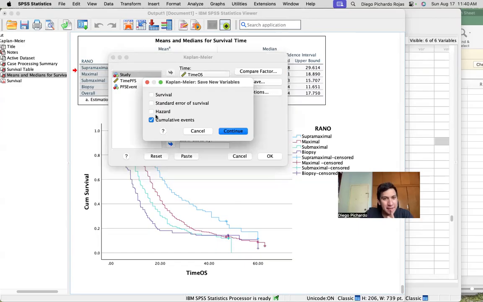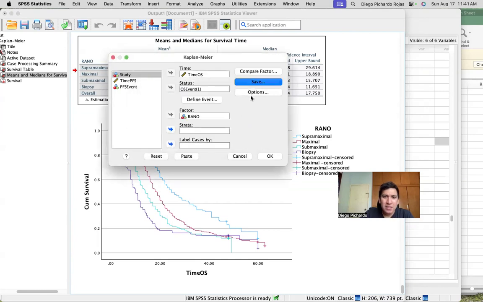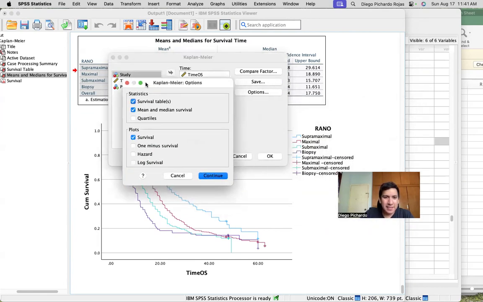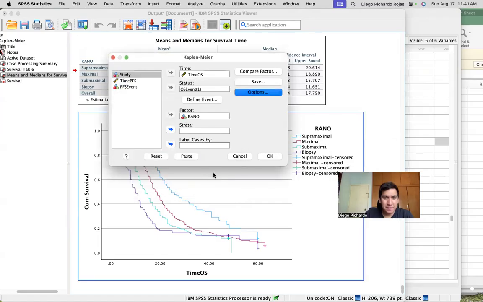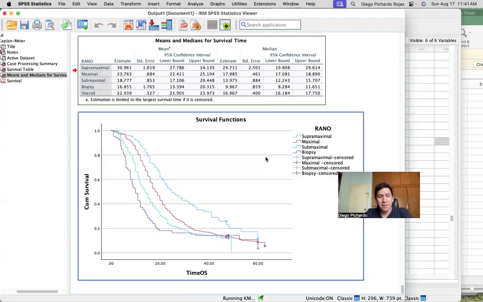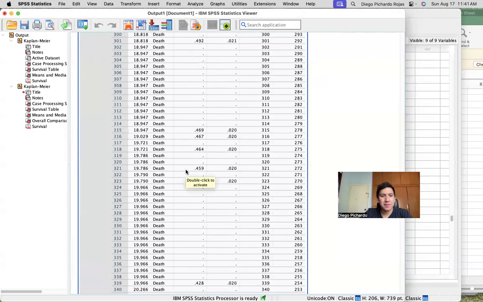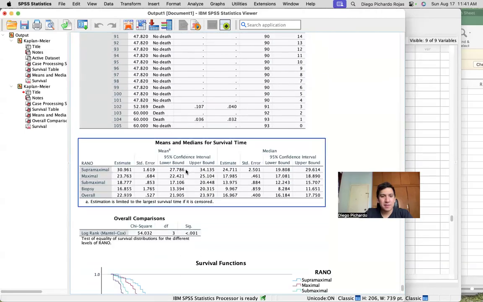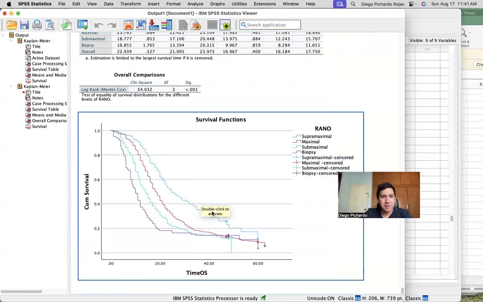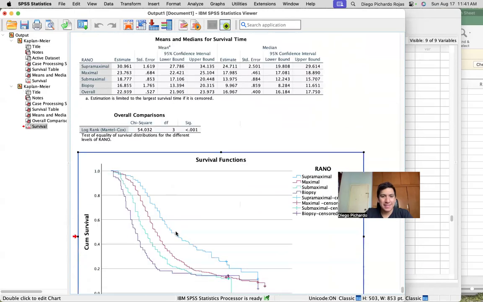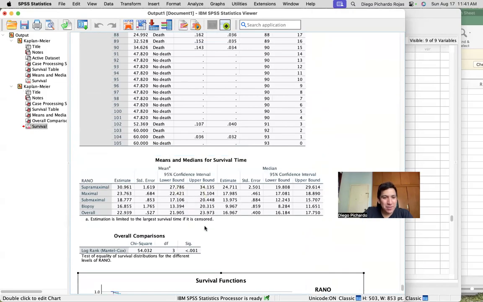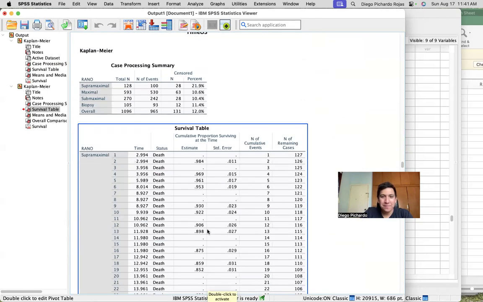Cumulative events, I think so. Okay, let's see if that did something. But yeah, I would also want to be able to write that down. It's not telling it. It's not saying. Oh man. Okay, I'm gonna look up the button to how to do it. I can't find it off the top of my head.